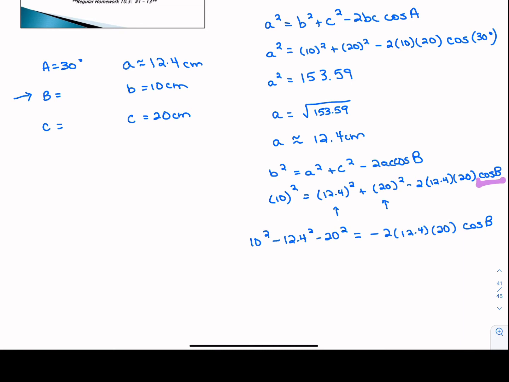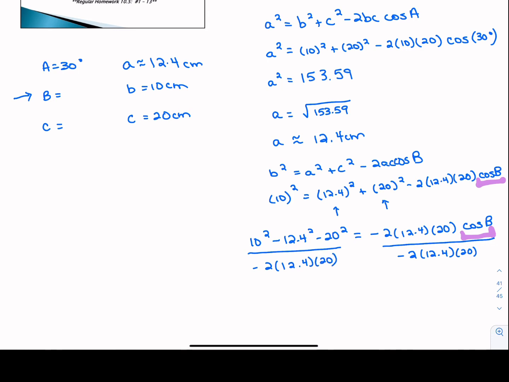So again, if you're not comfortable manipulating these terms, you can do those calculations and start combining those values. So from here, if I wanted to solve once again for cosine b, I am multiplying cosine b by -2, 12.4, and 20. So I can divide the left side by those terms. So I'm dividing by -2 times 12.4 times 20, which means I must do the same thing on the opposite side. So you've got -2 again times 12.4 multiplied by 20.